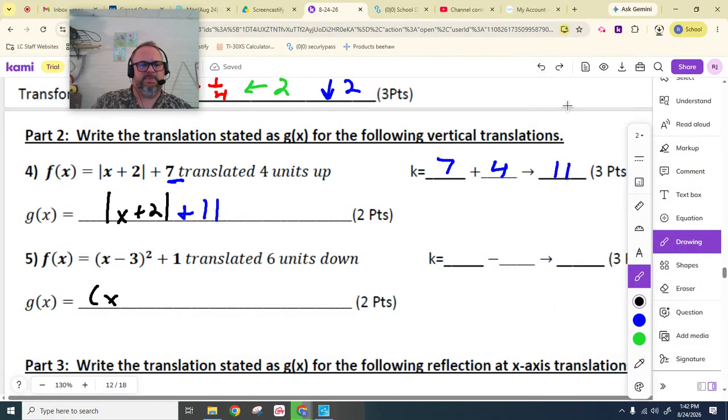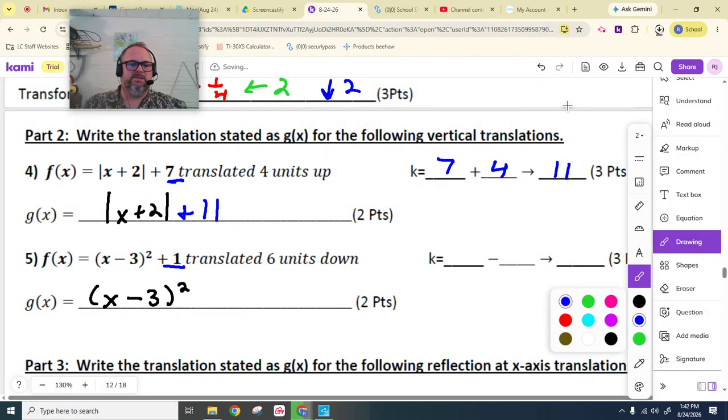Wow. I mean, struggle bus today. All right. So K value is 1. I'm going 6 units down. So this is -5.